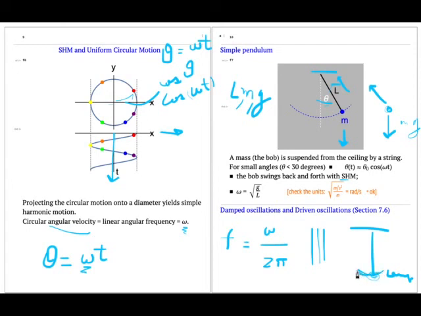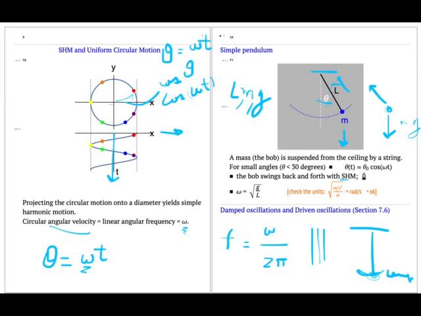And what he discovered was the frequency goes like 1 over the square root of L. So if he compared a large length to a small length, they would differ by 1 over the square root of L. The other surprising thing is the frequency doesn't depend on how far it's swinging.